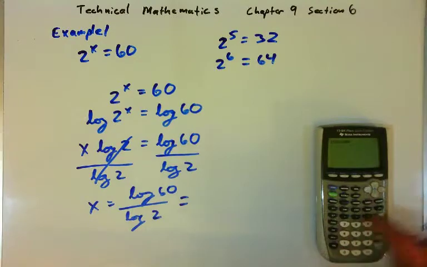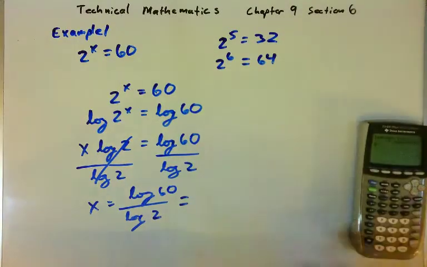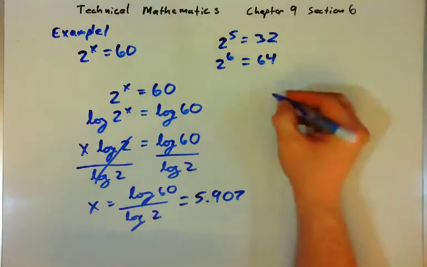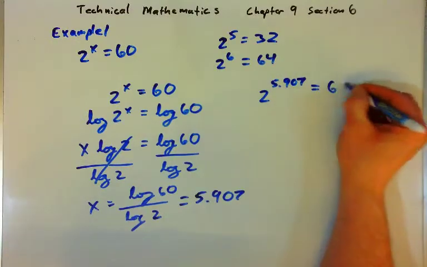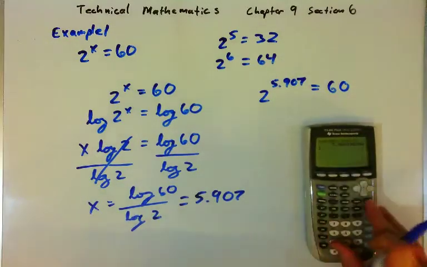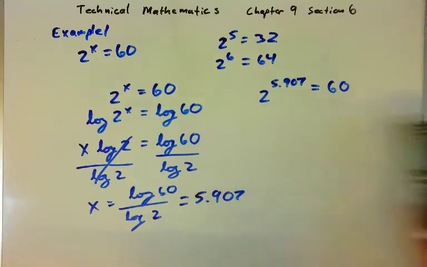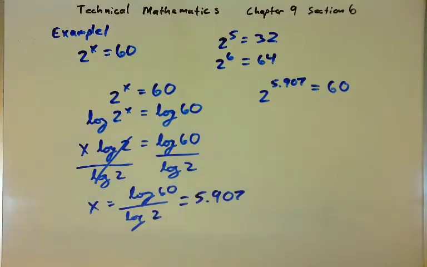I can take the log of 60, close parentheses, divided by the log of 2, close parentheses, and we get 5.907. And so the solution is that 2 to the 5.907 power is what is equal to 60. And we can check that answer. We can do 2 to the 5.907 power, and we get 60.00455. And so we did round our answer, so that's why it's not exactly correct, but it's very close.